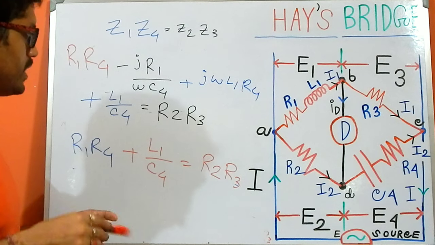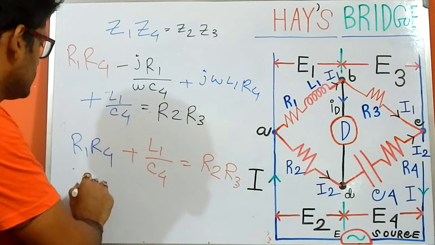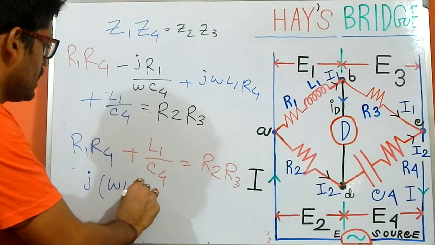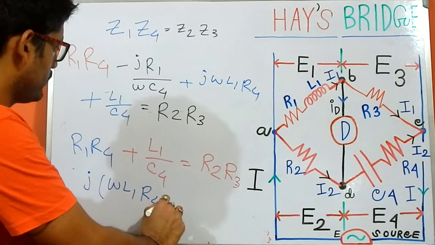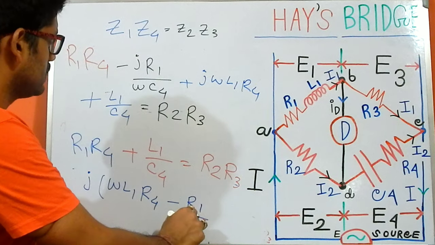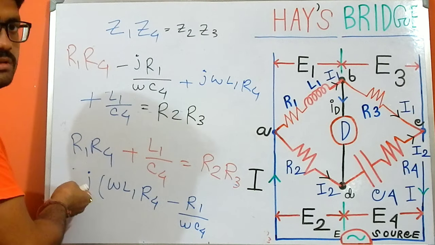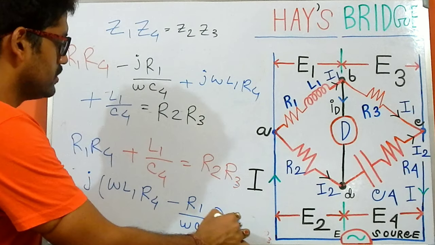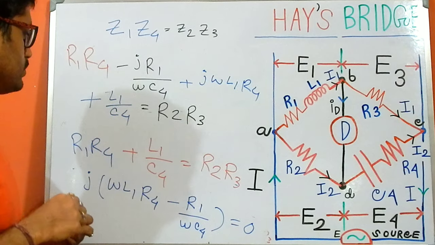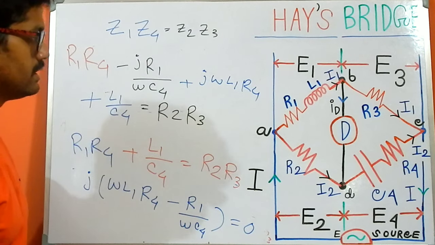And what is the imaginary part that we have got? The imaginary part expression is J omega L1 R4 minus R1 by omega C4. I have taken common the factor of J, which is equal to 0, as no imaginary part is present at the right-hand side over here. So these two are the equations that we need to solve.